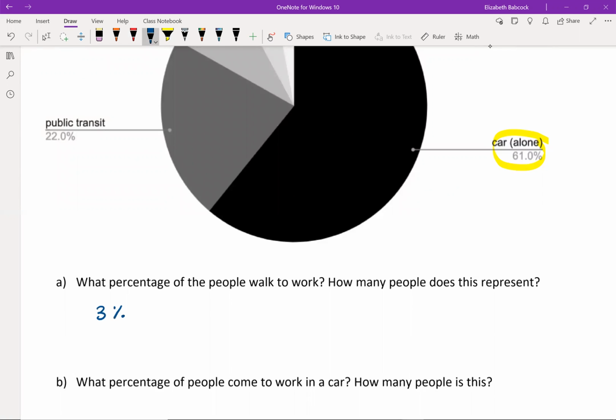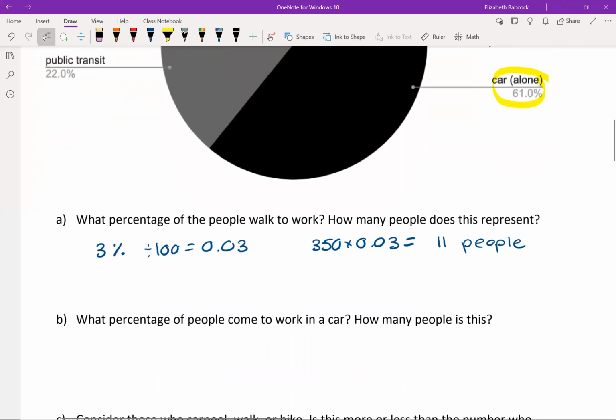Remember, to find out how much that is of a number, we multiply the group total by the decimal form of a percent. To go from a percent to a decimal, you divide by 100 and get 0.03. You multiply the amount of people by 0.03 and you get approximately 11 people. Remember, it has to be a whole number because you cannot have part of a person.